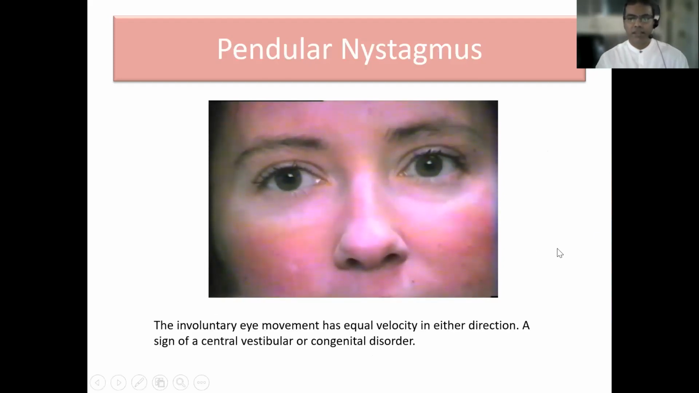Now this is another type of nystagmus, a pendular nystagmus. A pendular nystagmus means the eye moves to the left and to the right with equal intensity, just like a pendulum of a clock. So there's no fast phase or slow phase. Both phases are similar in intensity. This signifies either a congenital or a central vestibular problem.